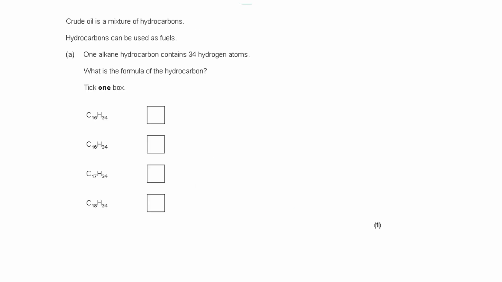Now in this question we are looking at some crude oil, which is a mixture of hydrocarbons. Hydrocarbons can be used as fuels. Now one alkane has 34 hydrogen atoms, and we've got to work out which one of these formulas would be the alkane. So if we remember, for alkanes, however many carbons you have, twice as many hydrogens plus 2. So if we take away 2 from 34, that leaves us with 32, and then if we divide that by 2, that should tell us how many carbons we have, which is 16. So our answer would be this one here.